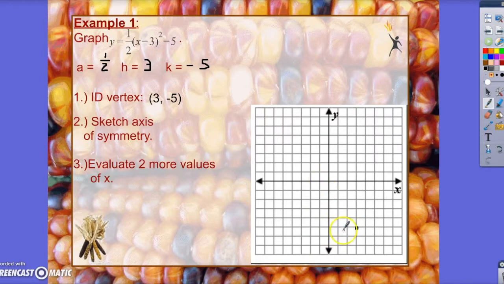All right, so step 2 says sketch the axis of symmetry. It's always vertical through the point. The axis of symmetry is the x.